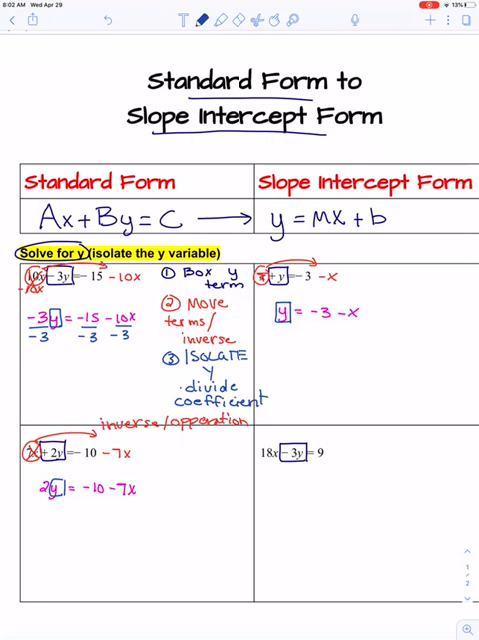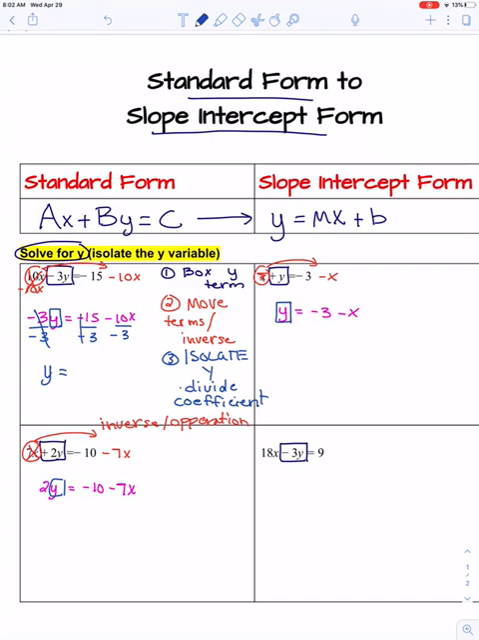Okay, so negative 3 divided by negative 3 is 1, so that goes away. We don't write a 1 as a coefficient typically. So I have y equals, and now we're going to simplify. Negative 15, or I like to do signs first, so negative and a negative. This term's going to turn positive.